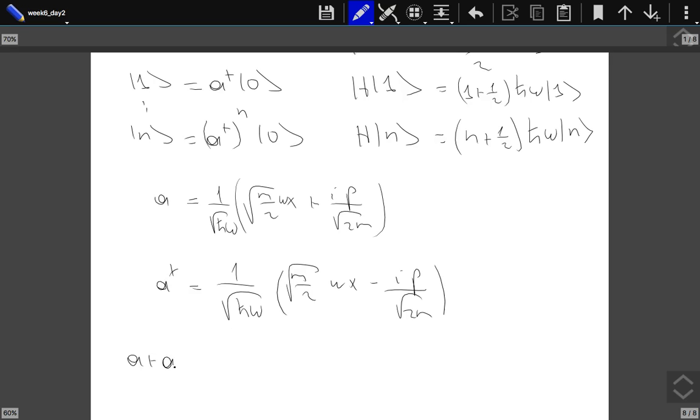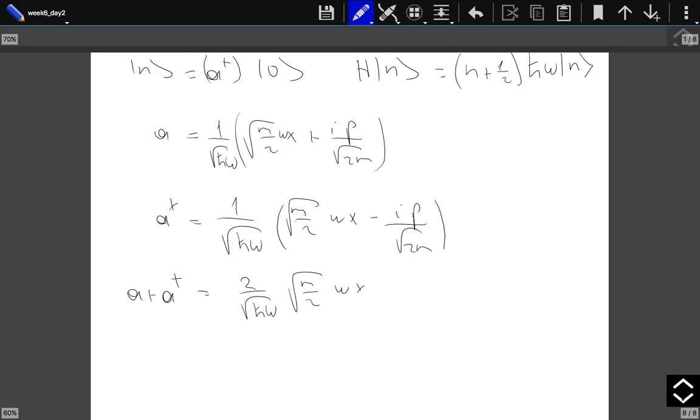Now let me see what is a plus a dagger. Well, if I just sum them up, the p terms will cancel. So I will end up having 2 over square root of h bar omega, square root of m over 2 omega x. The first terms add. So x is nothing but square root of h bar omega over 2m, a plus a dagger. Omega is over here. h bar over 2m omega, a plus a dagger.